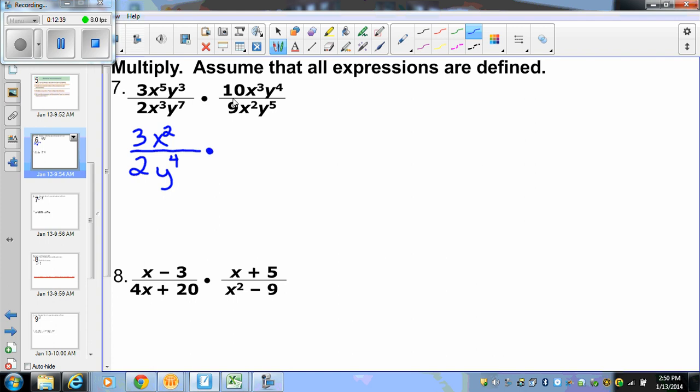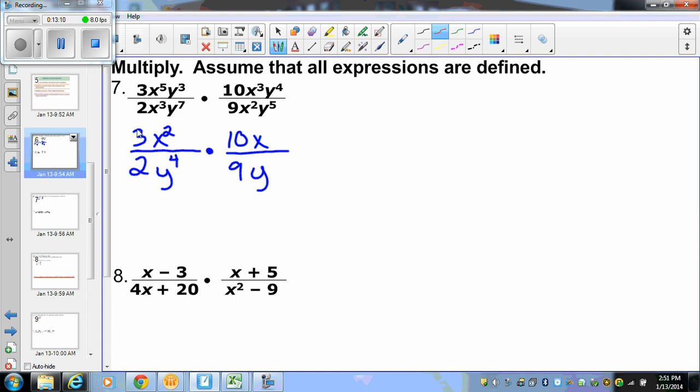Then I'm going to move to the second one. 10 over 9 cannot be reduced, so I'm going to leave it like it is. X cubed over x squared becomes x in the numerator. Y to the 4th over y to the 5th becomes y in the denominator. Once you have the individual expressions simplified, now we can look at simplifying between the two of them with any common factors before we multiply everything else that's left.